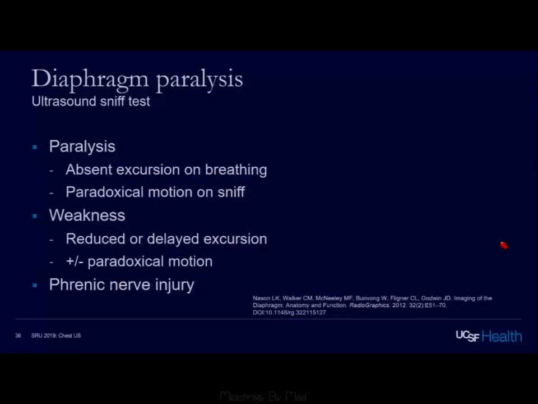Okay, in the last few minutes, I'm going to talk more about the intrathoracic cavity. So I'm going to talk about diaphragm paralysis. So when we think of this indication, we think of a fluoroscopic sniff test, but you can also do this with ultrasound.